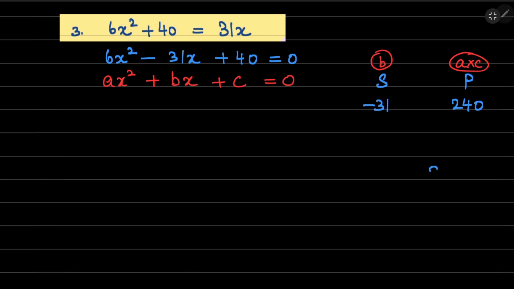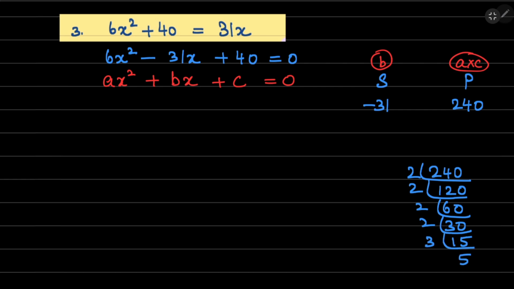Since it's a bigger number, let's take the prime factorization of 240. 2 1s are 2, 2 2s are 4, 0, 2 6s are 12, again 2 3s are 6, again 2, 15, and then 3 and 5. We have to see multiple combinations wherein the sum will be 31. 2 2s are 4, 2 4s are 8, 2 8s are 16. If you take 16 here, and 3 into 5, 15, and add 16 and 15, what would you get?